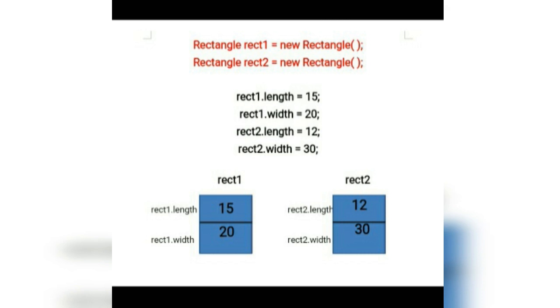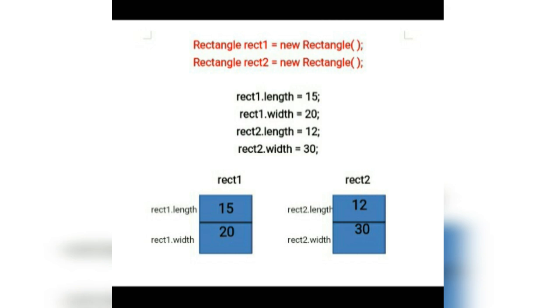Here you can see that I have created 2 objects, right? rect1, rect2, right? Now here I have called length and width for both rect1 and rect2. As I have created 2 objects, it will automatically create a different memory for both rect1 and rect2, using the new operator. Now here what I have done, rect1.length is equal to 15, rect1.width is equal to 20. That means here I assigned the value.